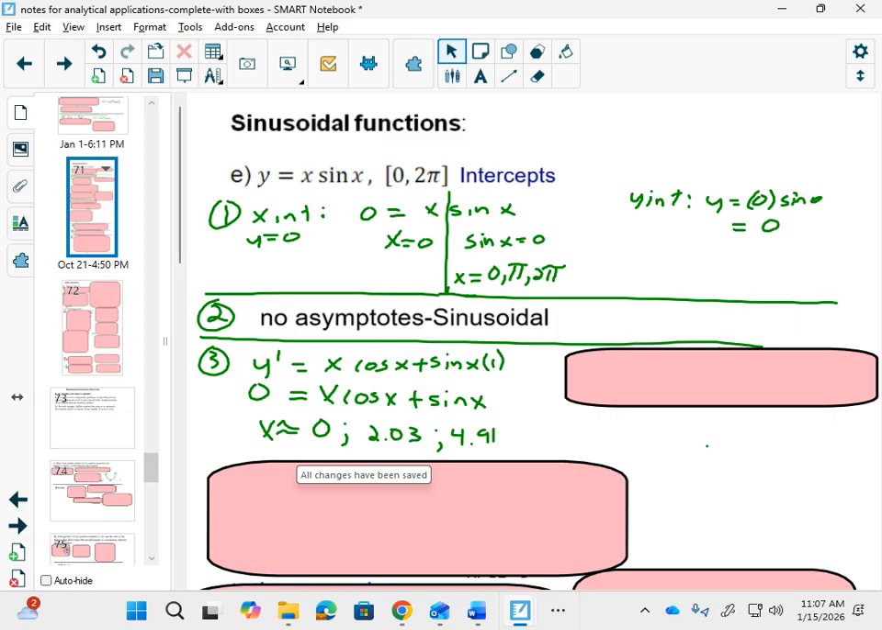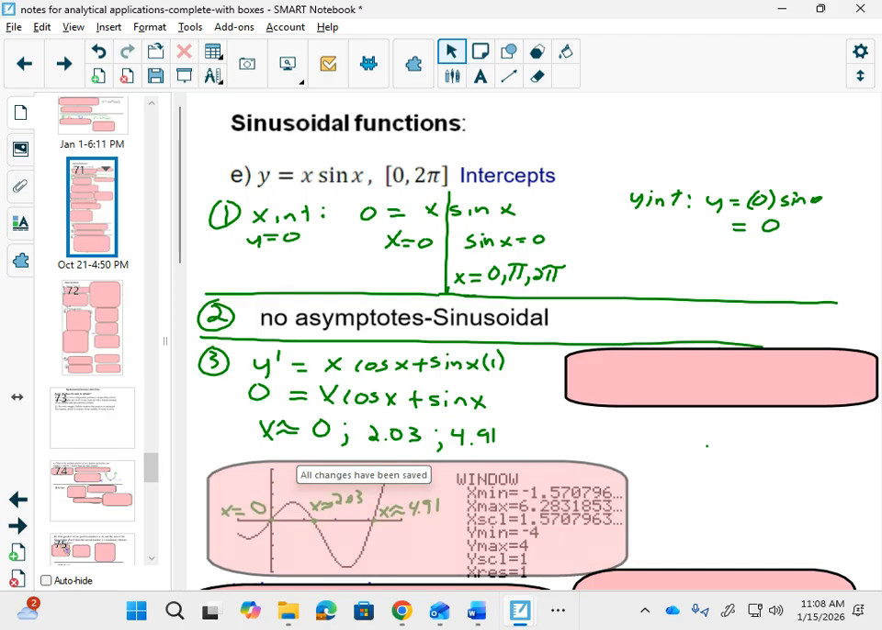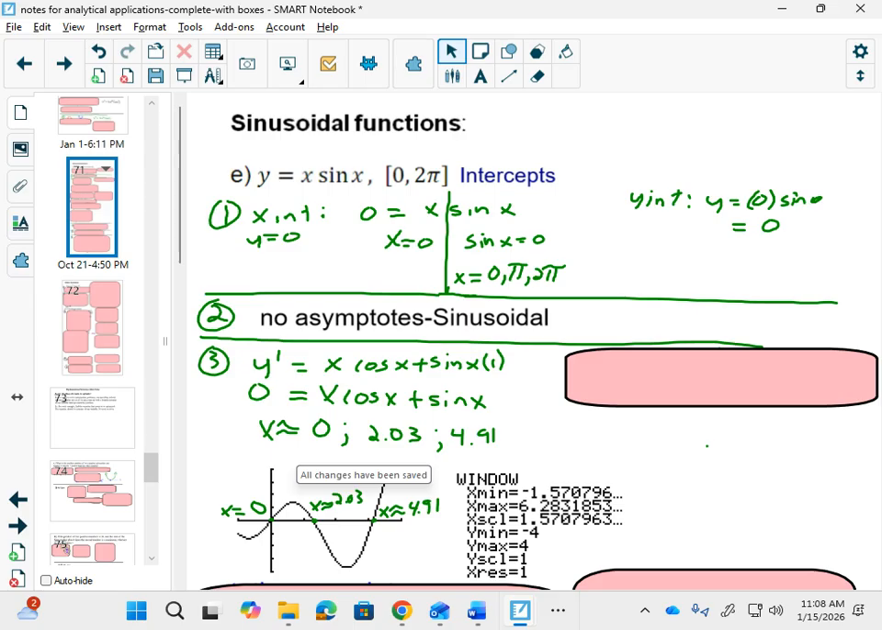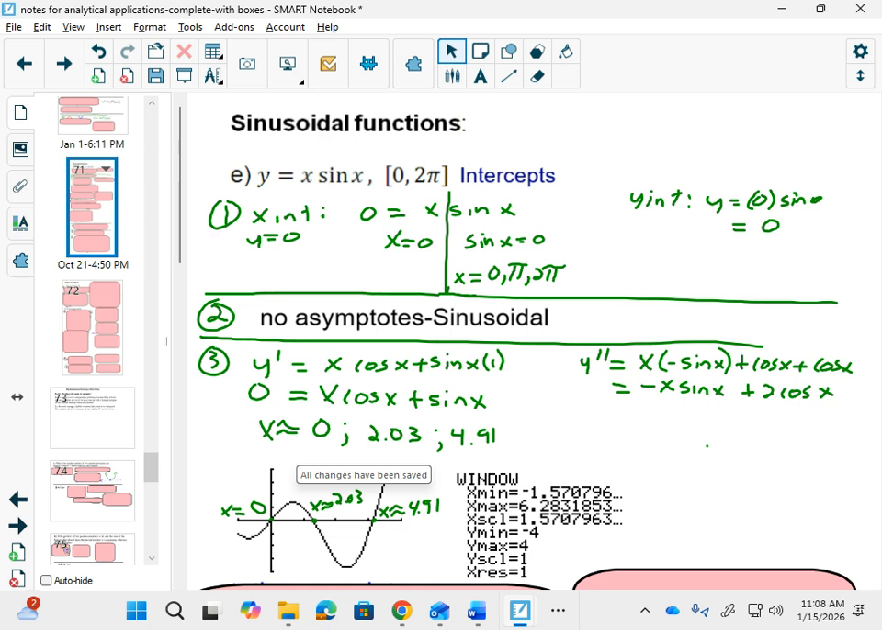But what we're going to do is still work through the process of finding each of these things, as if we were following all the steps of finding a graph with our derivative and our second derivative. So again, if you use your calculator, that's how you could find those things.